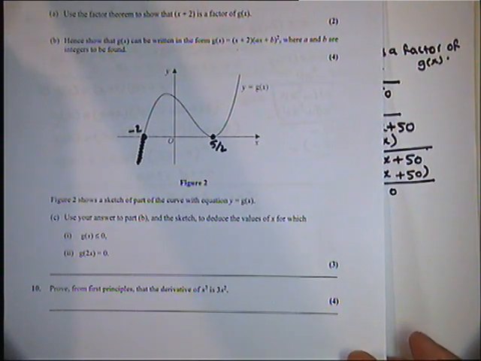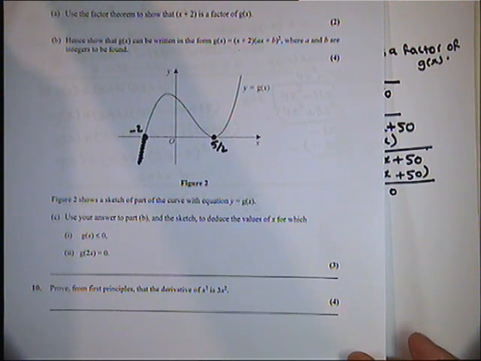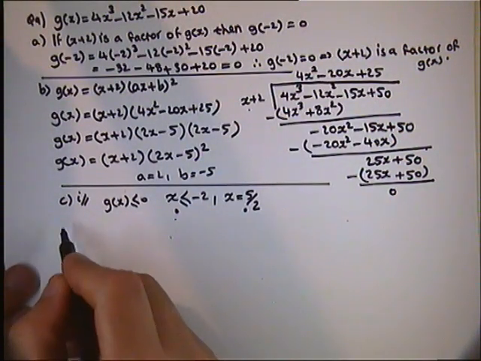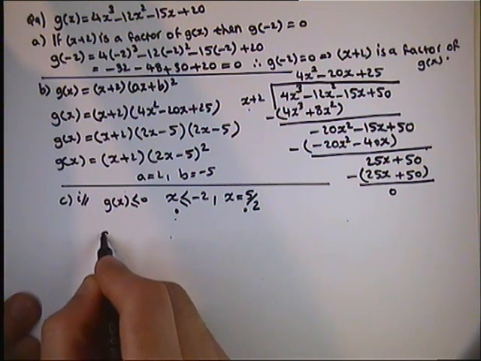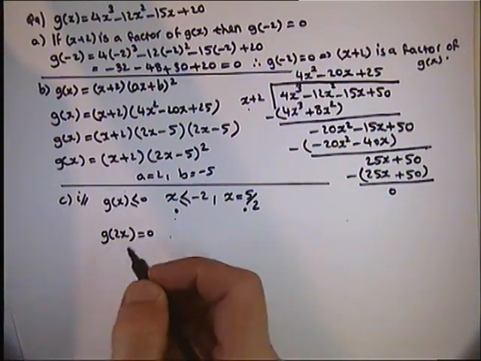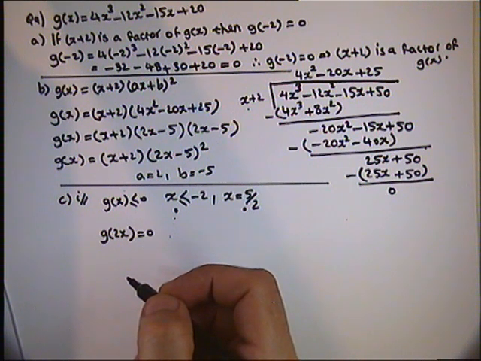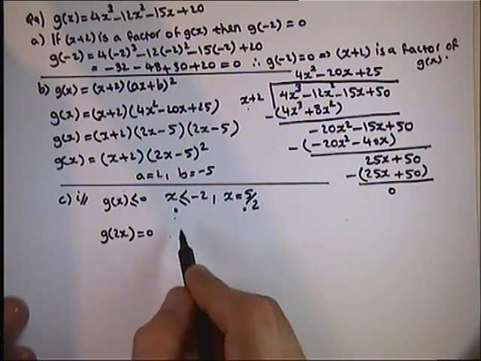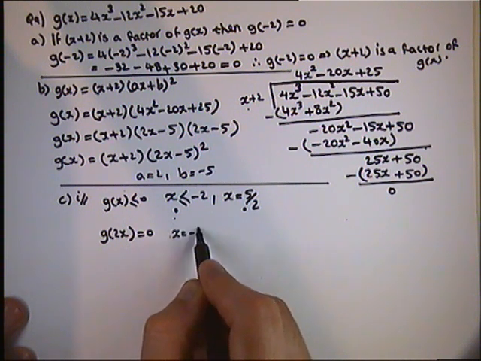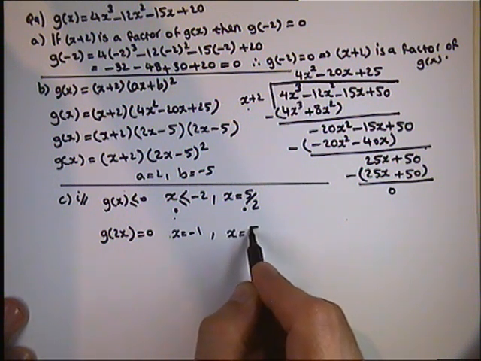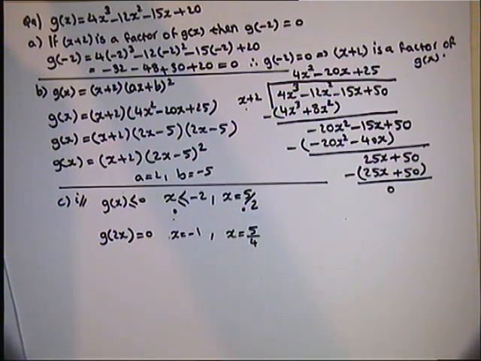Then the last part of question 9, part C2. It says g of 2x is equal to 0. So for g of 2x equal to 0, first of all, what impact would this 2x have on the graph? It will stretch the graph on the x-axis by a scale factor of half. Therefore, the roots will become half as well. So x equals minus 2 will become x equals minus 1, and x equals 5 over 2 will become x equals 5 over 2 over 2, which is 5 over 4, or 1.25.